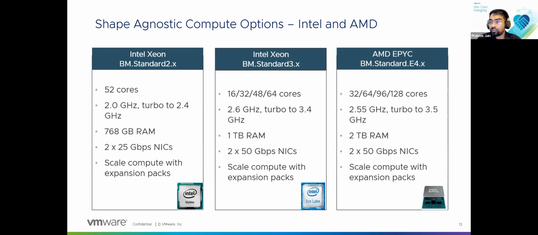Now, the only difference between these compute shapes, the standard shapes, and the dense IO shapes is that there is no vSAN in it. It is completely backed by your choice of OCI block storage or OCI file storage. If you have workloads which require file storage services, then you can consume file storage from Oracle and add that as an NFS data store onto your hosts.